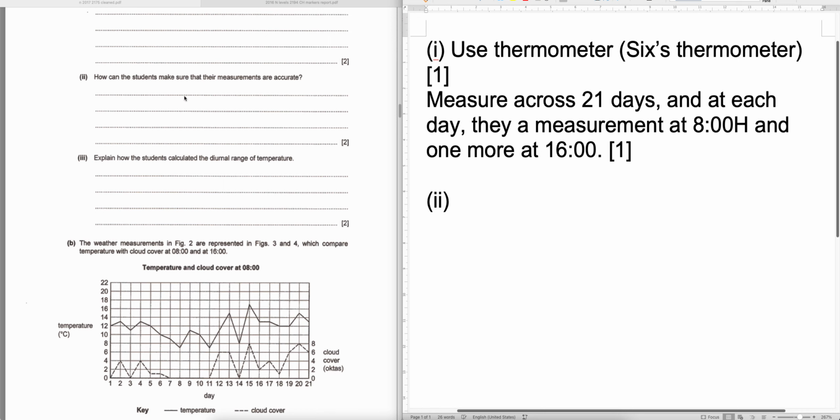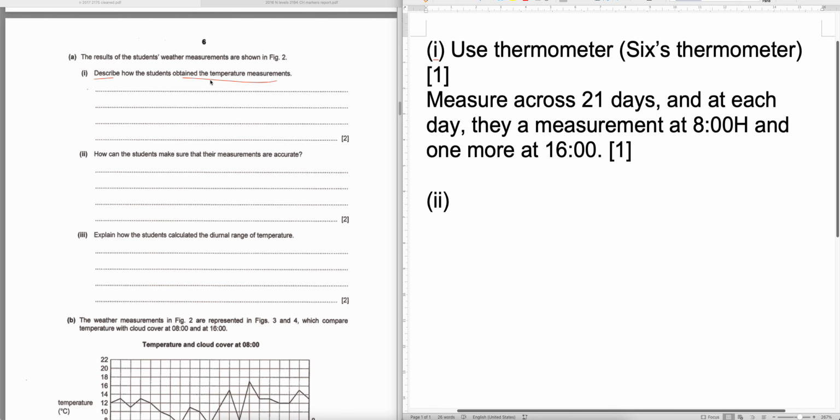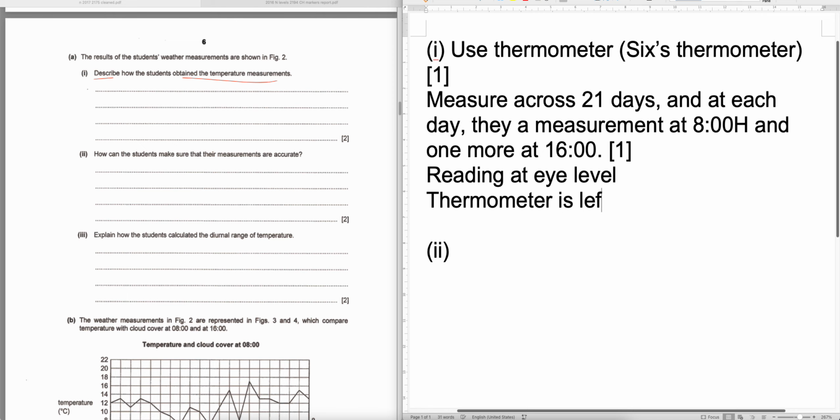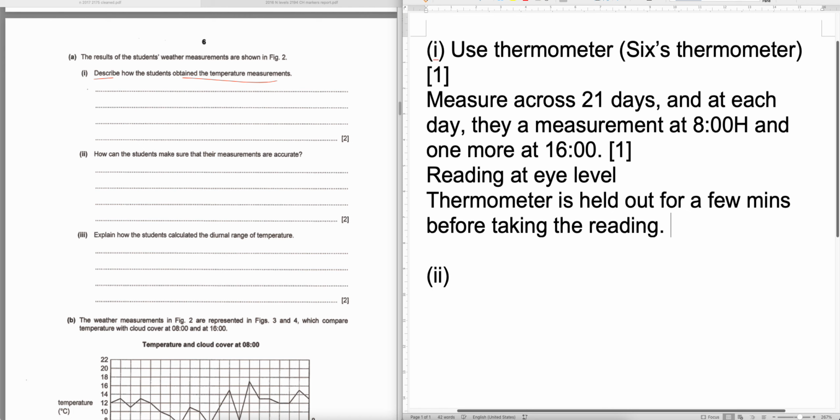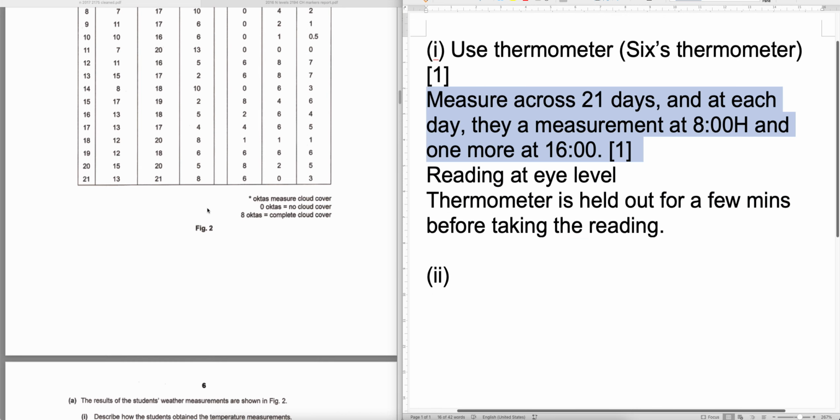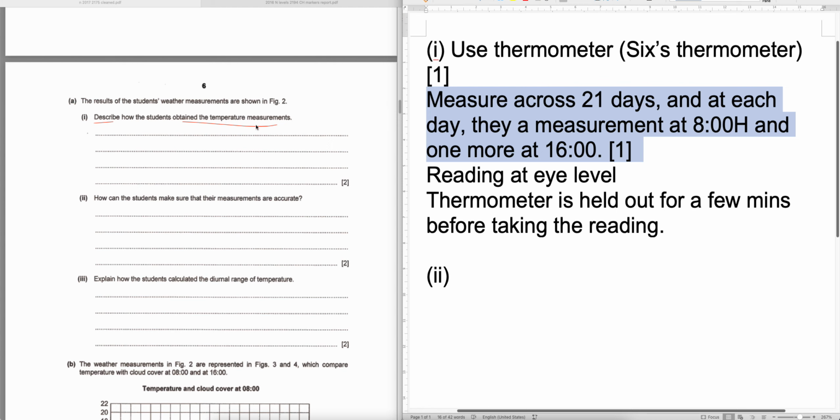So for part 1, if you included this, then you would have shown how they obtain the measurements. Some of you talk about reading at eye level, or making sure that the thermometer is held out for a few minutes before taking the reading. That is also possible, but it will function better in part 2, instead of talking about how they get the measurement to begin with, which is what the question asks for.